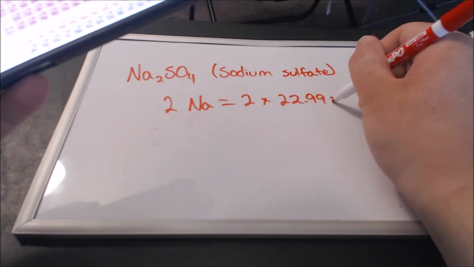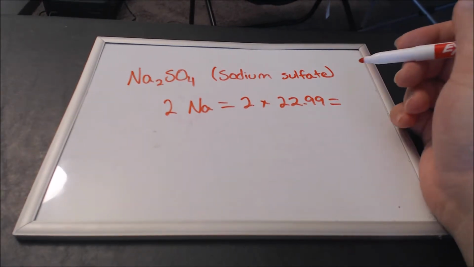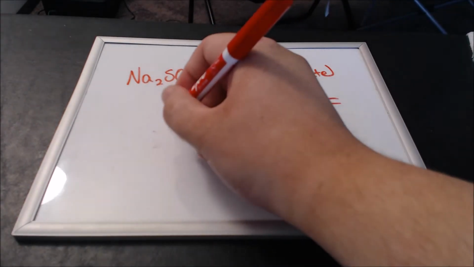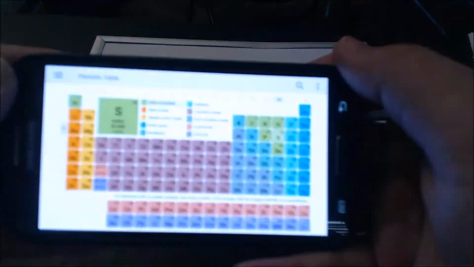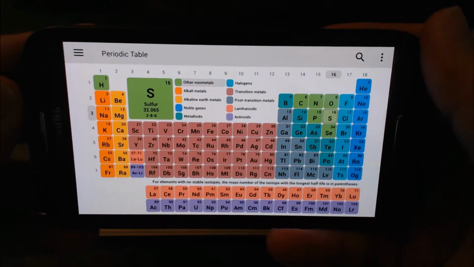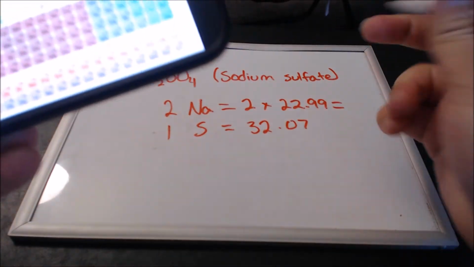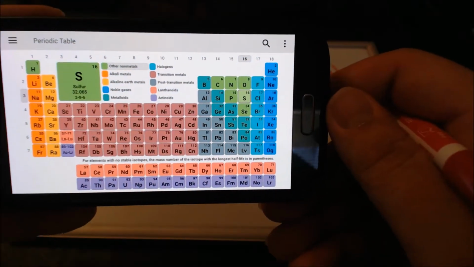And that's going to equal something. We'll figure that out in a second. And then we have an S, which is sulfur. So we have 1 sulfur, which equals 32.07. I'm just going to round it up. Normally you wouldn't round it up if you're doing calculations. For my purposes, I will though.